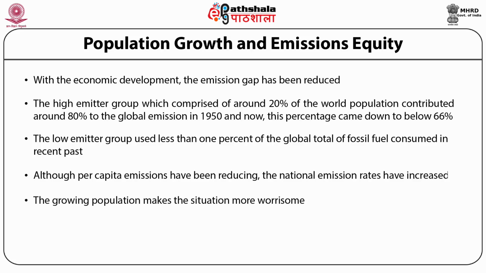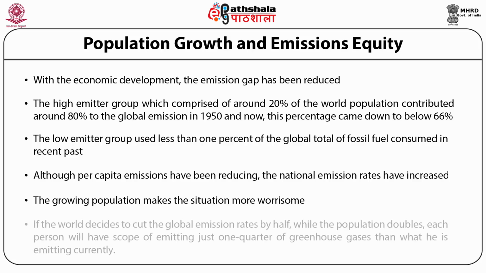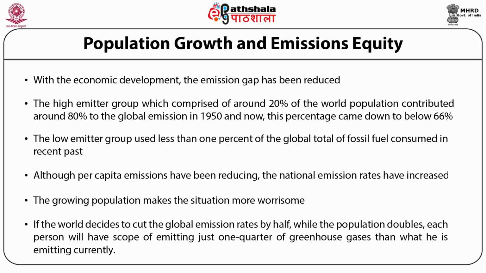The rising population will make it more difficult for technological improvements, economic adjustments, and lifestyle changes to slow the pace of climate change. If the world decides to cut the global emission rates by half while the population doubles during the same period, it would mean that each person will have scope to emit just one quarter of the greenhouse gases that he is emitting currently.